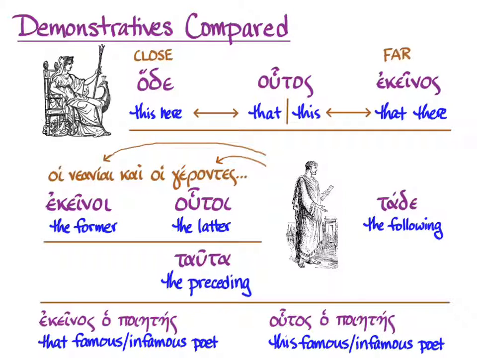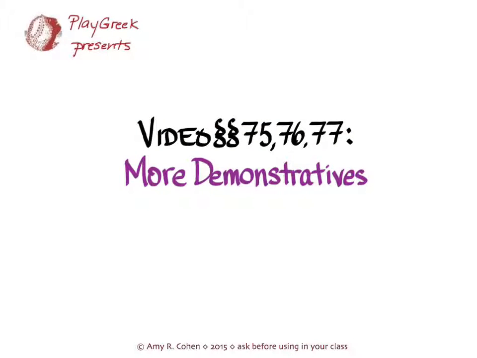One last thing. For students of Latin, it might be easy to understand the differences among hode, houtos, and ekeinos if you think about hode as analogous to the forms of hic, haec, hoc, houtos as analogous to the forms of is, ea, id, and ekeinos as analogous to the forms of ille. And that's what I have for you for sections 75, 76, and 77, More Demonstratives.